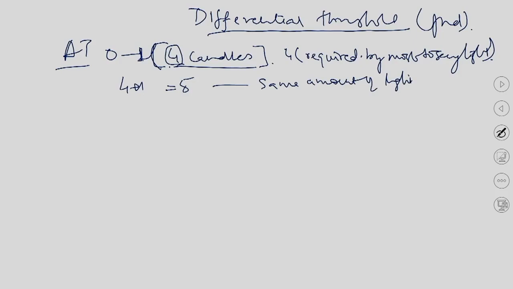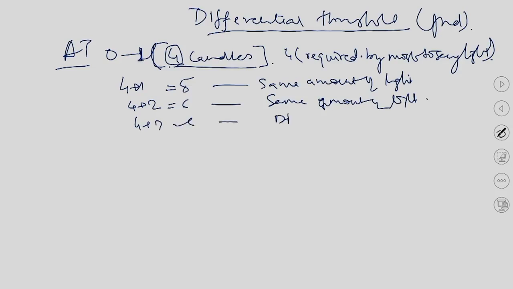So what I do is, I add 2 candles, 6 candles. Person says, same amount of light. I add 3 candles. Person says, different amount of light from the previous one. So, this is different from this, right? And so, that is what is called the differential threshold.